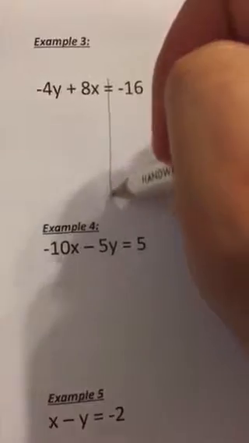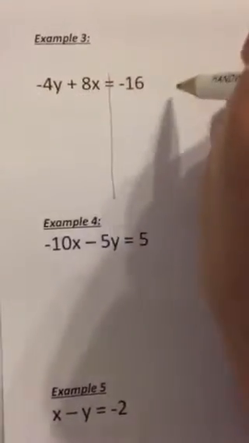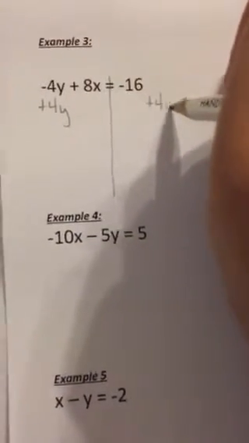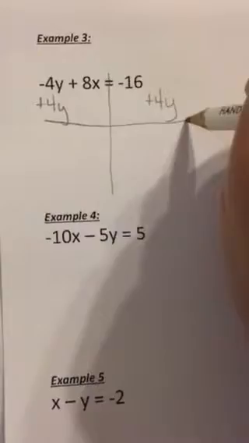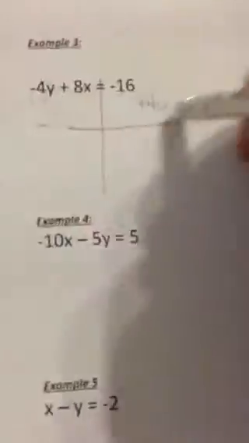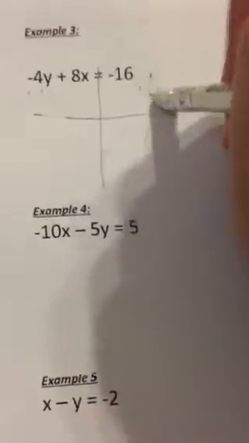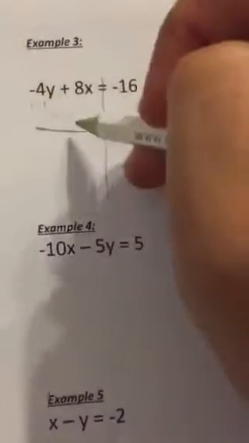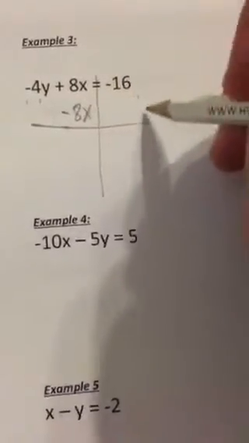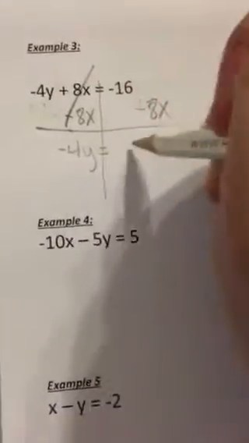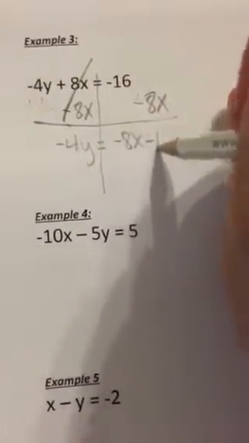For example 3, kind of the same thing. To move that negative 4y over, I'm going to add 4y to both sides. I'm sorry. No, I'm not going to do that. I was just on autopilot here and realized that they were out of order. So, scratch that idea, and what I'm going to actually do is subtract 8x from both sides, because I need the x to be moved over. So that cancels out. So I'm going to have negative 4y equals negative 8x minus 16.